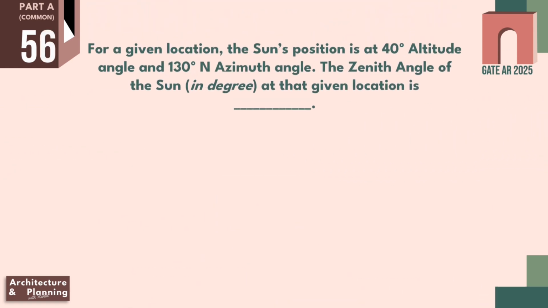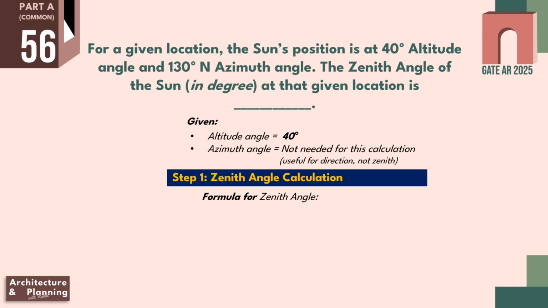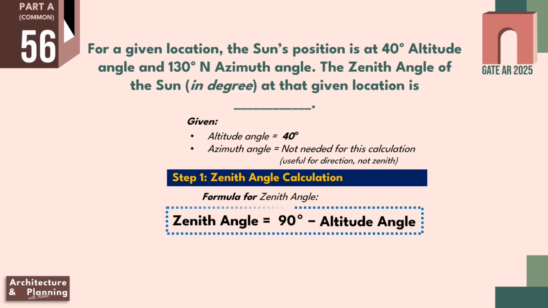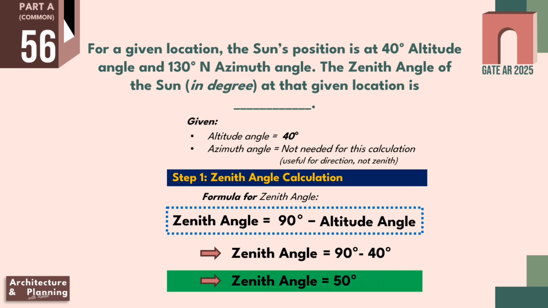For a given location, the sun's position is at 40 degree altitude angle and 130 degree north azimuth angle. Then the zenith angle of the sun in degree at the given location is, so altitude angle is given, that is 40 degree. Azimuth angle is also given, but it is not needed for calculation. It is useful for direction. Let's calculate zenith angle. Its formula is zenith angle equals 90 degree minus altitude angle. Putting the value, we will get 90 degree minus 40 degree, that is 50 degree. The correct answer is zenith angle equals 50 degree.